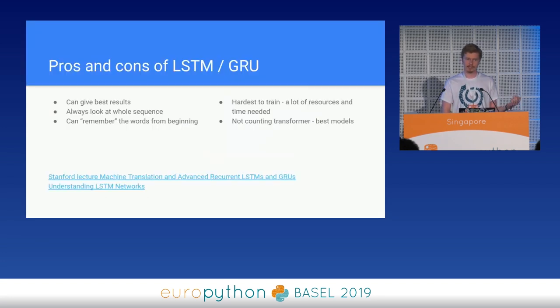But again, as you may see, the design is pretty complex. So when we are training the network, we have to do a lot of operations, a lot of backpropagation, so it will take time. But they can give the best results, and until the transformer came up, they were most of the time state of the art. And we can create, even in Keras, the architecture that will look at the whole sentences. It's hard, but it's possible. And here is another lecture from Stanford and a link to a blog post about understanding LSTM networks.